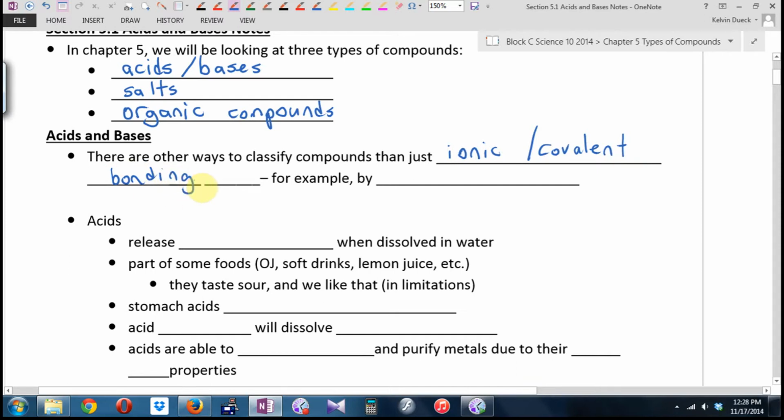Another way to classify compounds is by how acid they are, so by acidity. When I say the word acid, what comes to mind? If I'm pouring acid on your skin, what might you feel? Why? How come? What's going on there? We're going to try and answer some of those questions, okay?